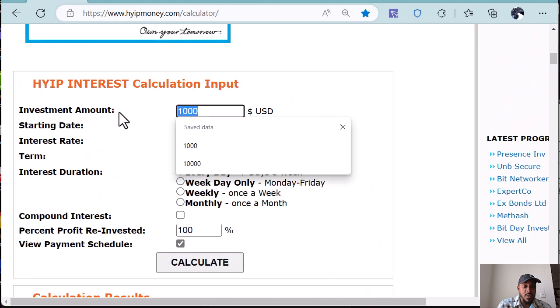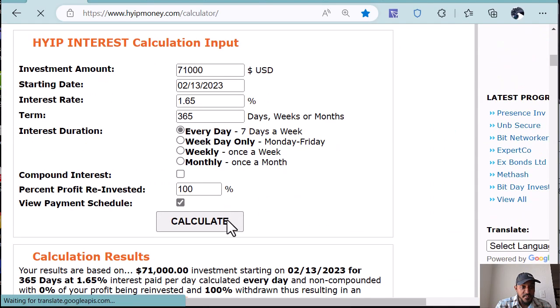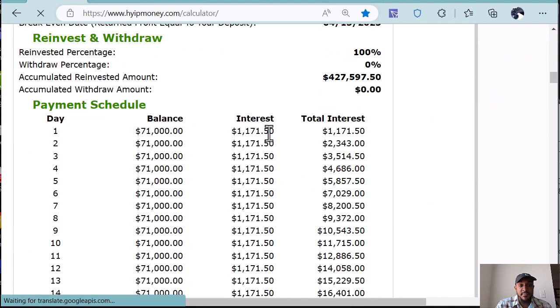So if we go here and we type in 71,000, that's over $1,100 a day you'll be making. And remember, we started with $1,000. We compounded that once a week. We're earning interest of 1.65% daily, compounding that earnings once a week for a year. And at month 9, going into your 10th month, you're over $1,100 a day.